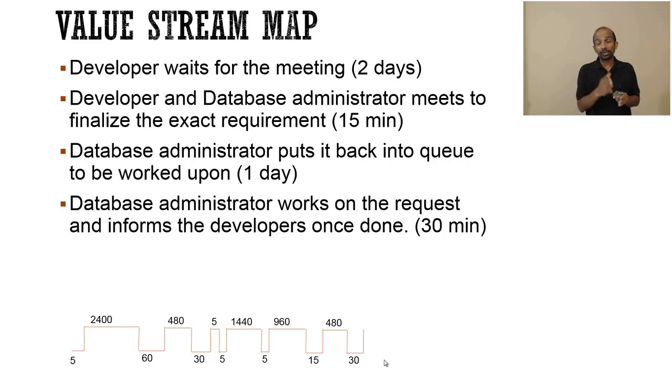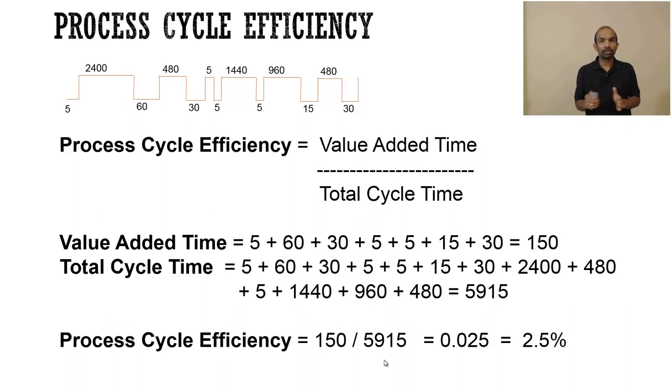So now let's calculate the efficiency of this model. Process cycle efficiency is value added time divided by total cycle time. As you can see, the value added time was 5 minutes, 60 minutes, 30 minutes, 5, 5, 15, and 30. So we add those: 5, 60, 30, 5, 5, 15, and 30. That totals up to 150 minutes. And then the total cycle time is all of this plus 2400, 480, 5, 1440, 960, and 480. If you add all of them, it comes out to be 5950.